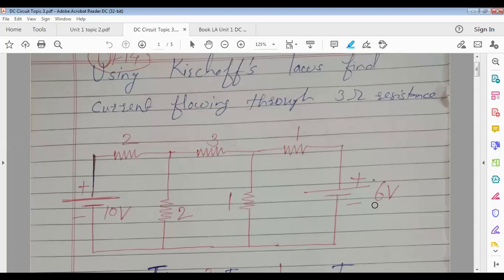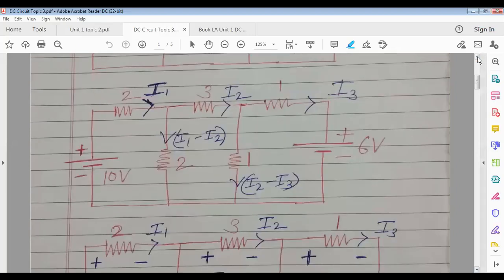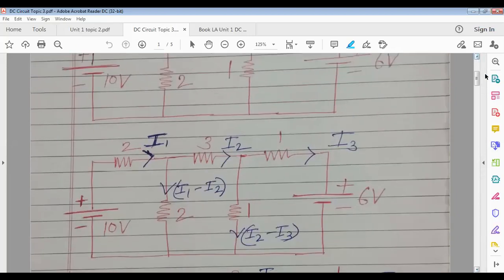So represent branch current direction. So variables I1, I2, I3. You can use any direction, whatever you want, you can select. Suppose I1 I have represented here clockwise. You can represent anti-clockwise also. I3 here I have represented clockwise. You can represent anti-clockwise also. Suppose I1 you have represented clockwise, then I3 you can represent clockwise or anti-clockwise, doesn't matter.